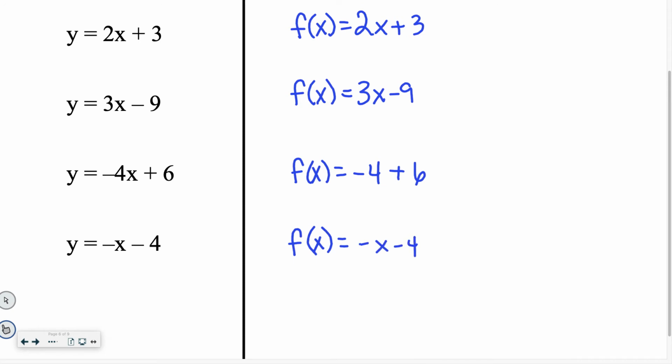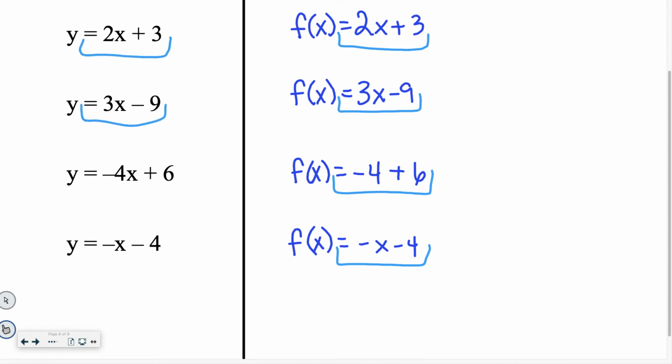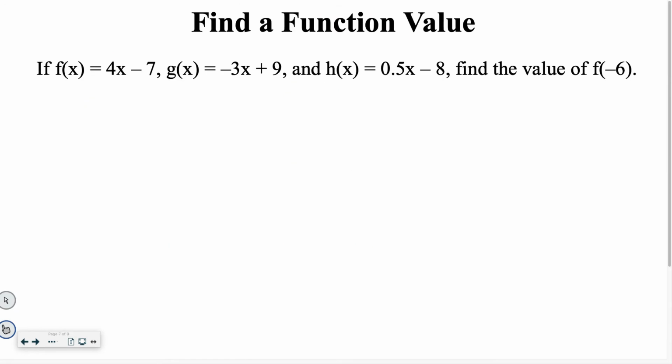So notice I didn't change anything with the equal sign or after. Those all stayed the same. The only thing that changed was that y. That y became an f of x. Okay? So if it asks for function notation, that's all you have to do.